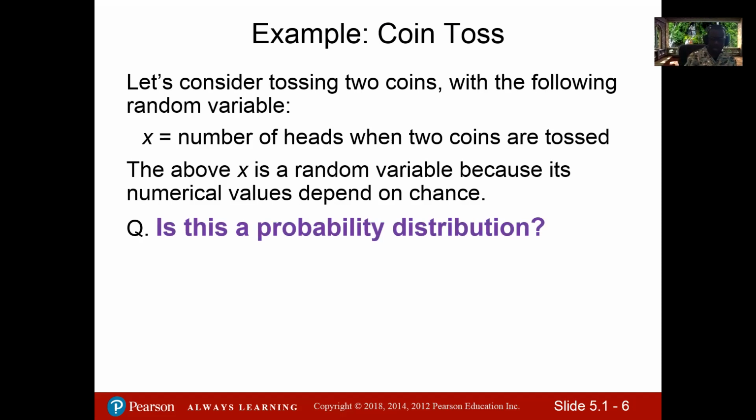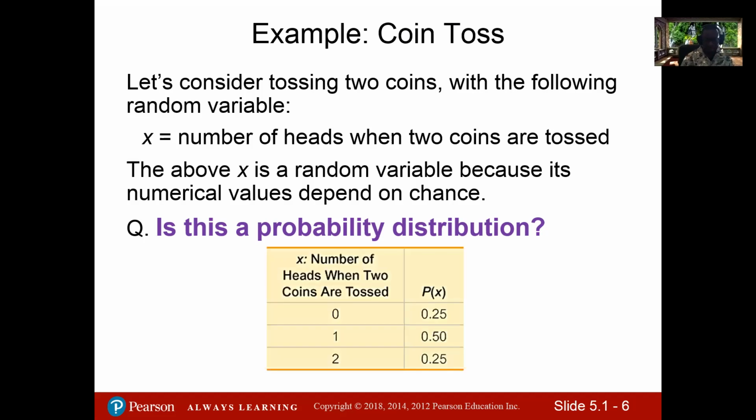So the above random variable x has numerical values depending on chance, because when you toss it, that's by chance, that's probability. So the question is, is this a probability distribution? Now, x will represent the number of heads when we toss the 2 coins. If you have tails, that means there's no head. That is why we have the 0. If you have one tail and one head, we count only the number of heads. And then 2 heads, and we have these probabilities. I will explain in a minute why we have these probabilities.